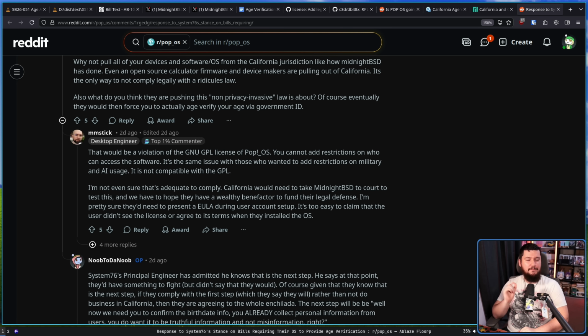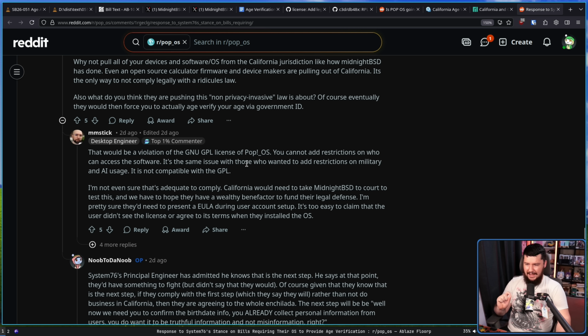Now, regarding the whole MidnightBSD thing, when we're talking about a BSD2 clause, well, that gives you a lot more freedom in the kind of changes you can make. Pop!_OS, though, has to deal with a lot of GPL stuff, and doing a similar change would be a violation of the GNU GPL license of Pop!_OS. You cannot add restrictions on who can access the software. It's the same issue with those who wanted to add restrictions on military and AI usage. It is not compatible with the GPL.